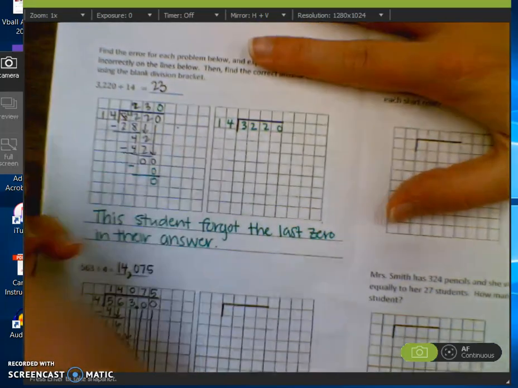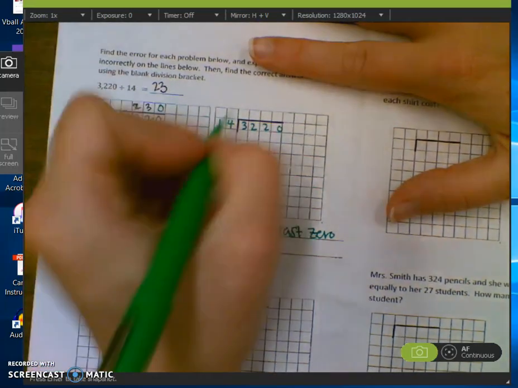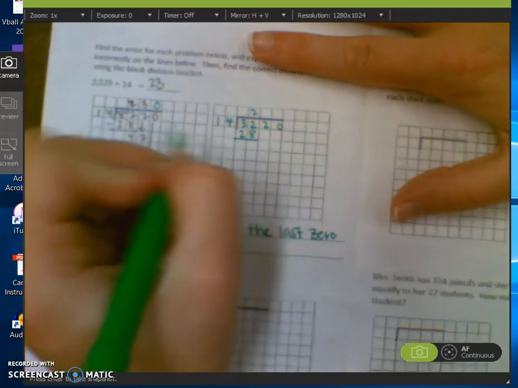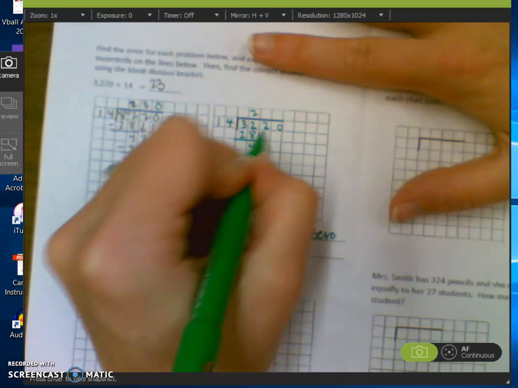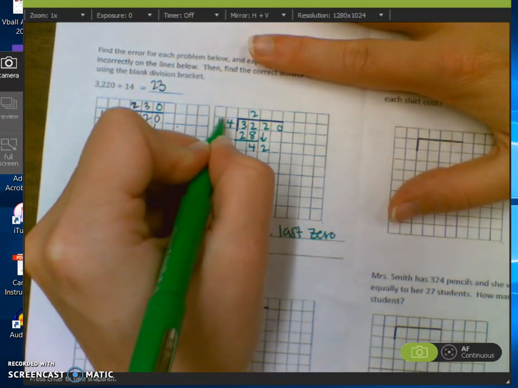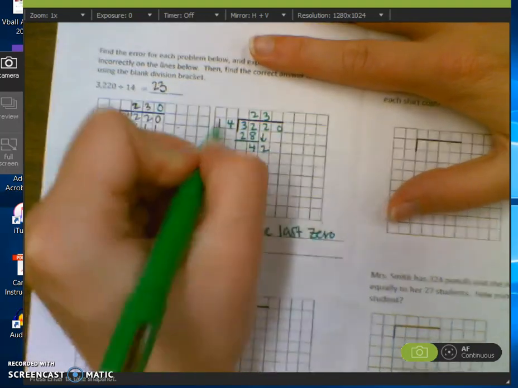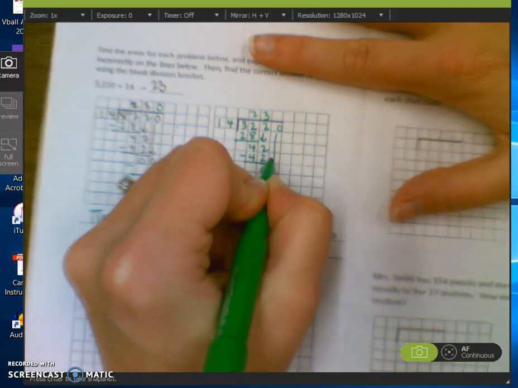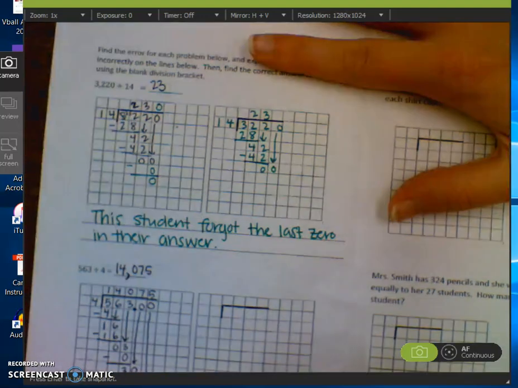And they did a majority of the work for us already. I know that 14 goes into 32 twice. And when I subtract from 28, I get 4. I can bring down my 2. 14 goes into 42 3 times. And then I bring down my 0. This is where I just need to make sure that I add the extra work.